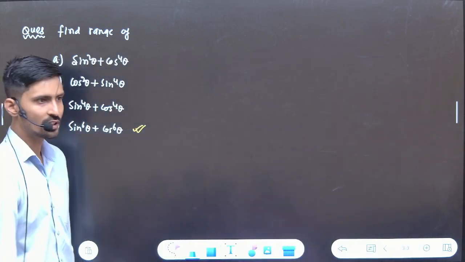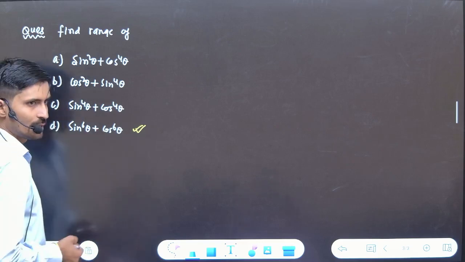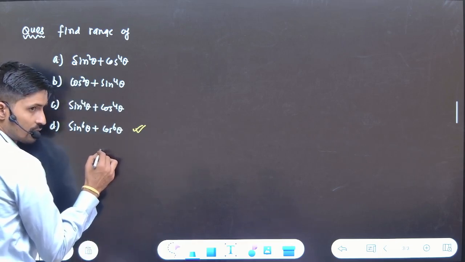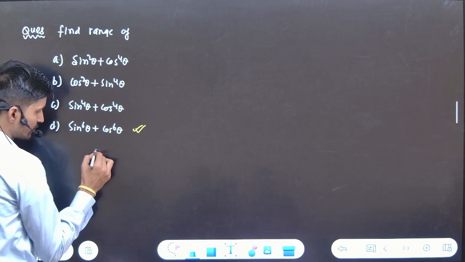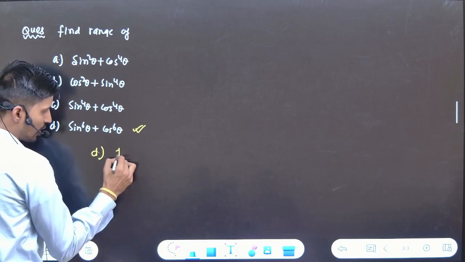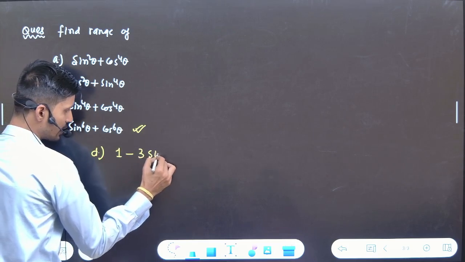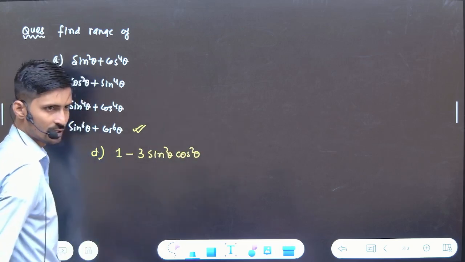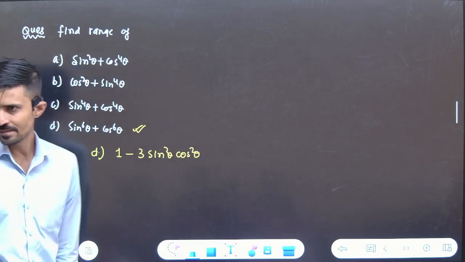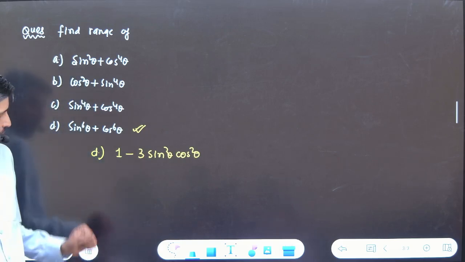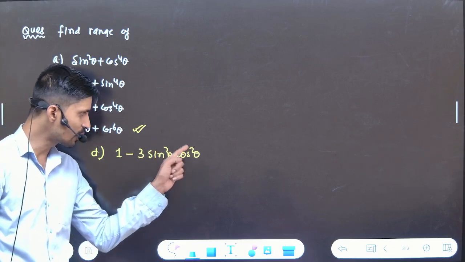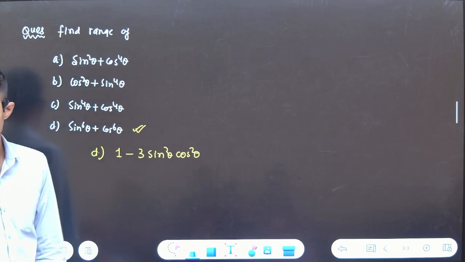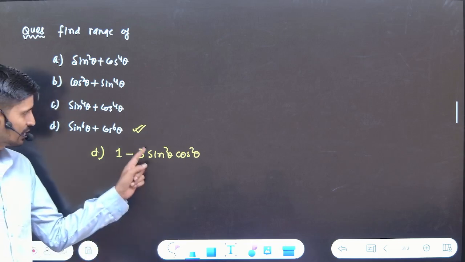So first of all, do you remember the formula of sine raised to 6 theta plus cos raised to 6 theta? What is the formula, Diksha? Tell me. 1 minus 3 sine square theta into cos square theta. Okay. Now, sine square theta, cos square theta. Can you see sine into cos is present here?